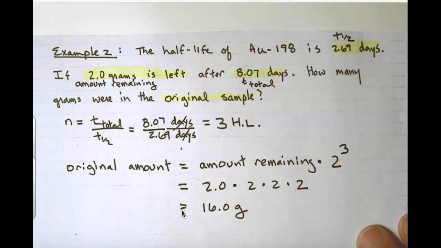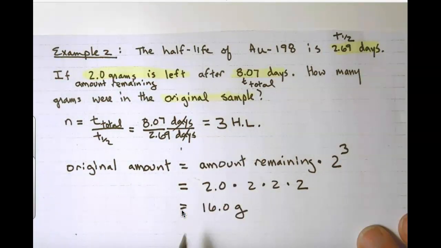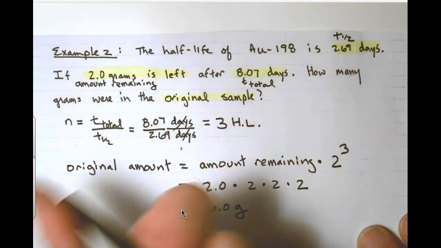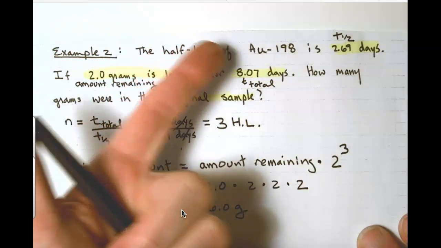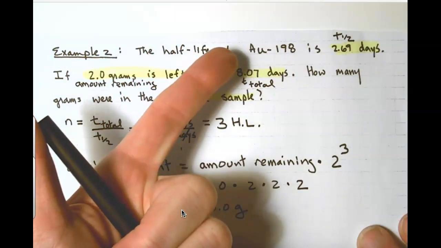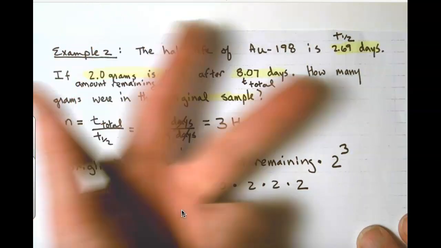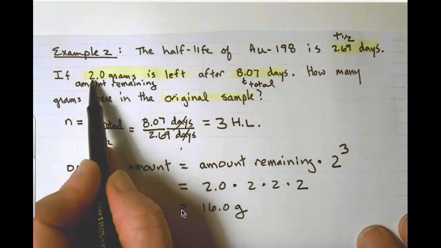16 grams was the original amount. And I can double check myself. 16 grams, 3 half-lives passed. After 1 half-life, you'd have 8 grams left. That's the time it takes for half to decay. Another half-life, that 8 grams would be reduced to 4. And after 3 half-lives, 1, 2, 3, it'll be reduced down to 2 grams.